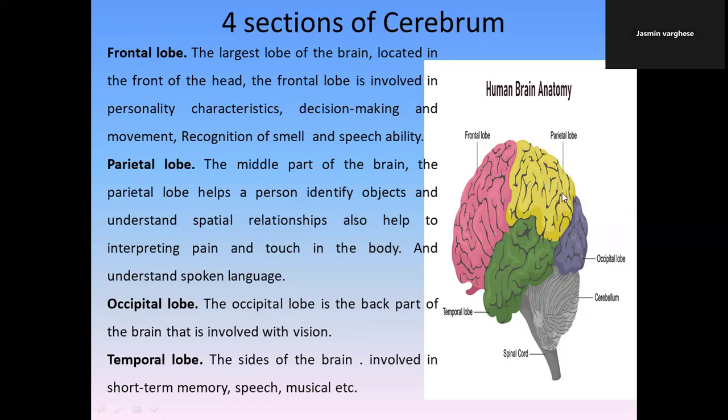Second is the parietal lobe. The parietal lobe is the middle part of the brain, and it helps a person to identify objects and understand relationships. Then the occipital lobe. The occipital lobe is the back part of your cerebrum, and it is involved with vision. The temporal lobe is the side of the brain, involved in short-term memory, speech, musical activities, understanding, etc. So there are 4 parts of our cerebrum. The cerebrum is the largest part of our brain.